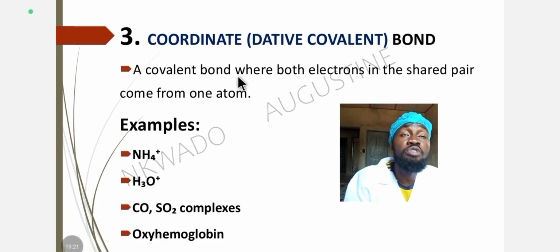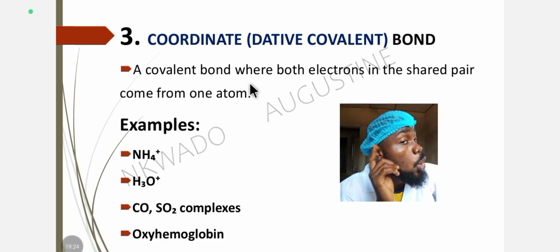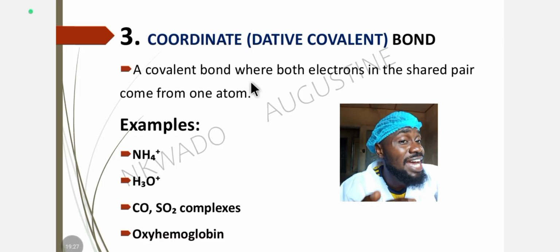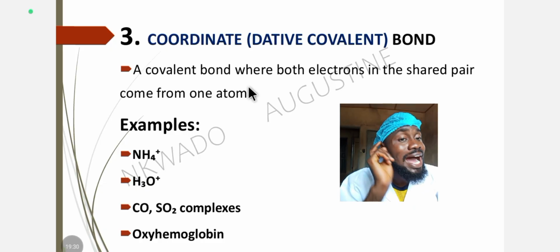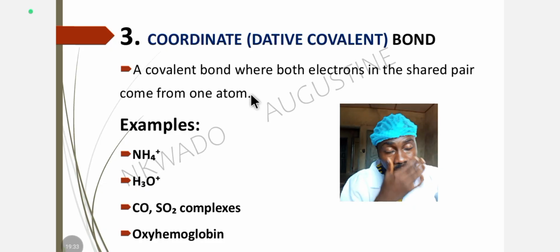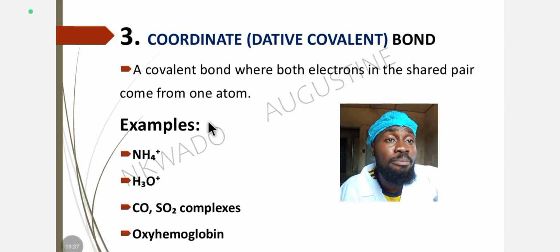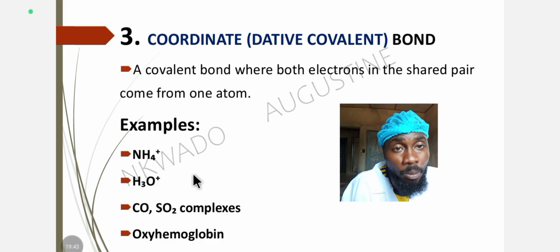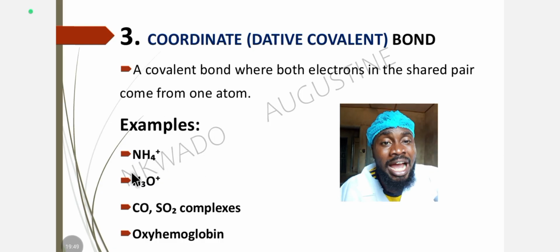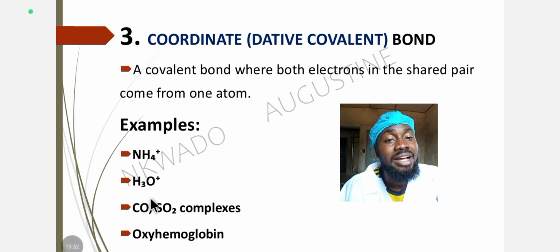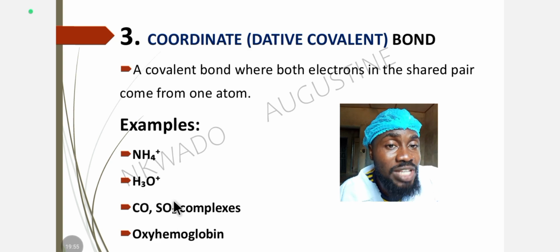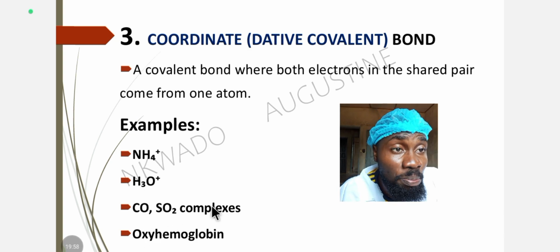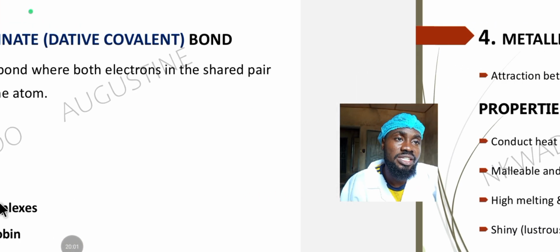In a coordinate covalent bond, or coordinate dative bond, the electrons that are to be shared are donated by one atom. One atom donates all the electrons that are to be shared. Okay, that's it. What are the examples of coordinately bonded or datively bonded compounds? We have the ammonium ion, the hydroxonium ion, carbon(II) oxide, the sulfur(IV) oxide complexes, and oxyhemoglobin for the biochemical processes.